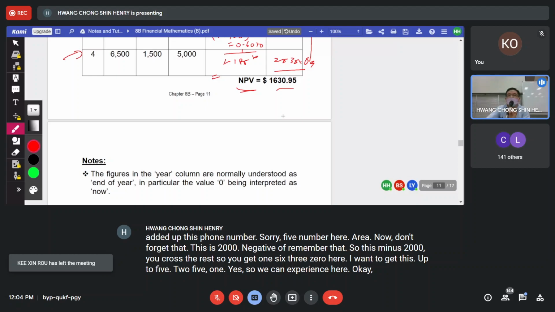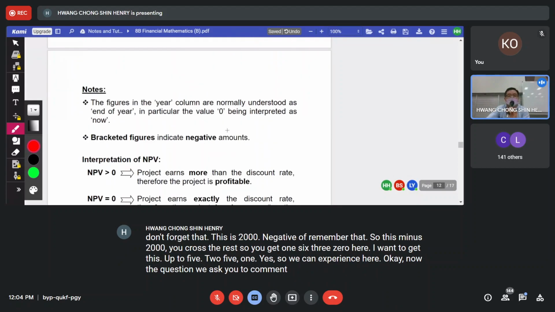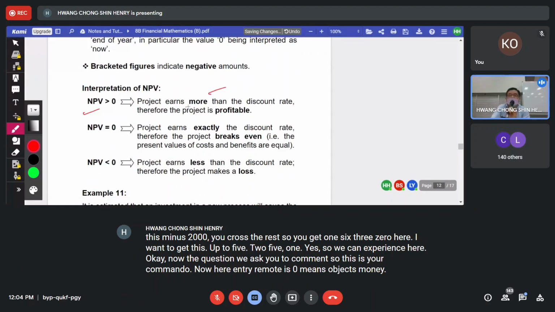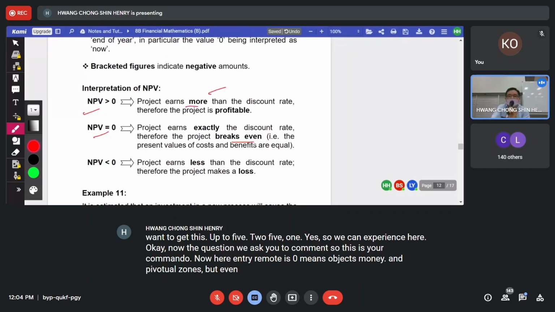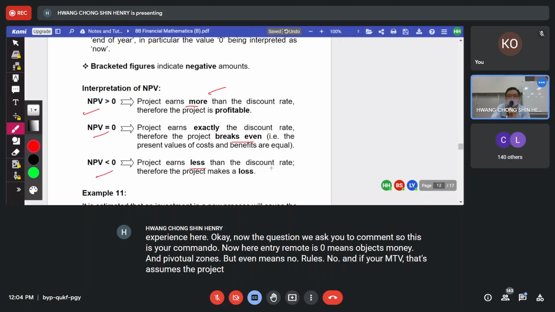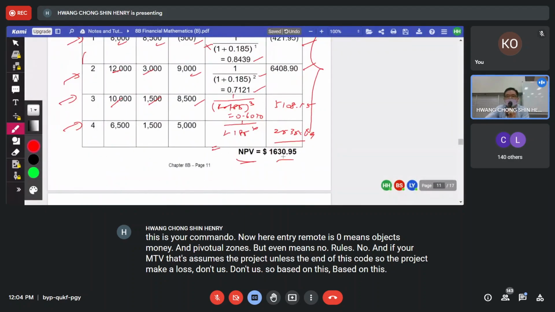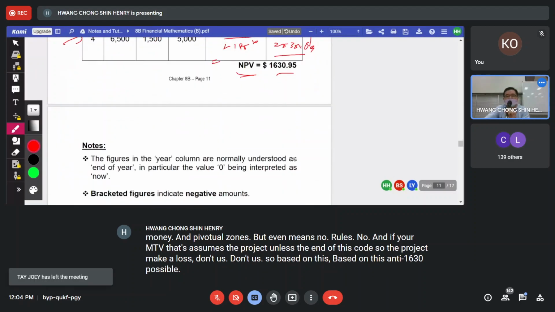Okay, now the question we ask you to comment. So this is your comment. Now here, NPV more than 0 means project earns money. NPV equal to 0 means break even. Break even means no lose, no earn. If your NPV less than 0 means the project earns less than the discount rate. So the project make a loss. Don't invest. Don't invest. So based on this NPV 1630 positive, right? Positive. So is it good? So this is how you comment.